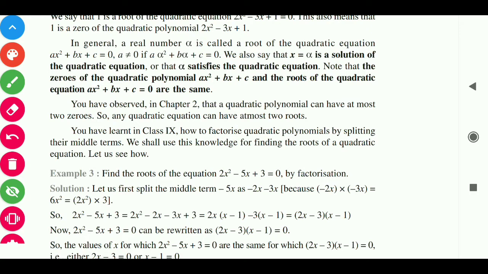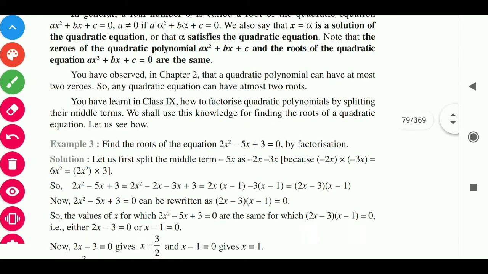You have learned in class 9 how to factorize quadratic polynomials by splitting their middle term. That method was called the splitting middle term method, which we did in class 9. Now we shall use this knowledge for finding the roots of a quadratic equation. Now let's come to the examples.